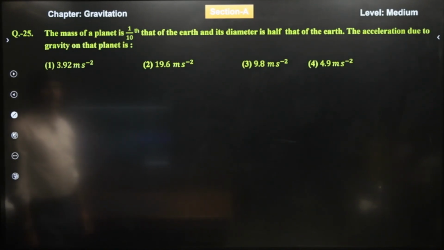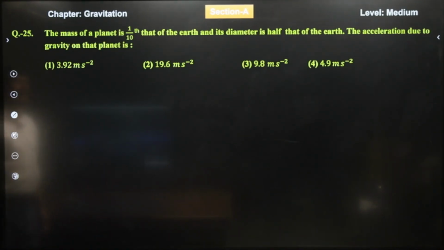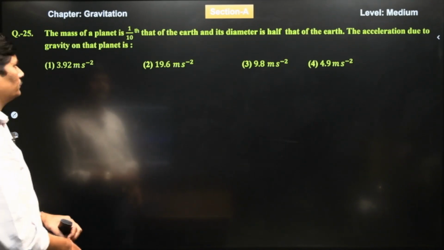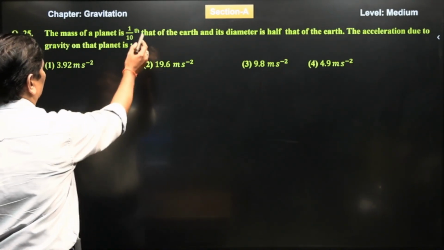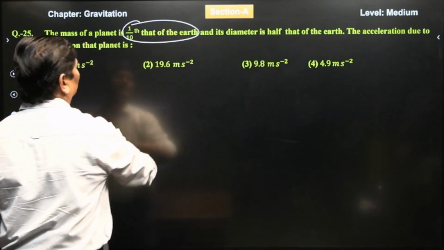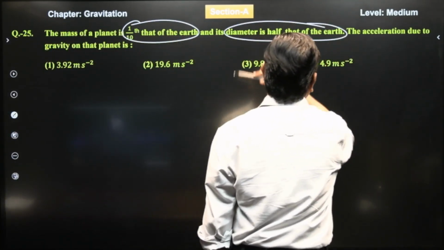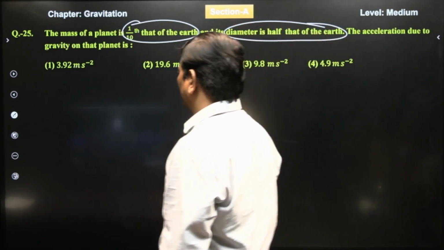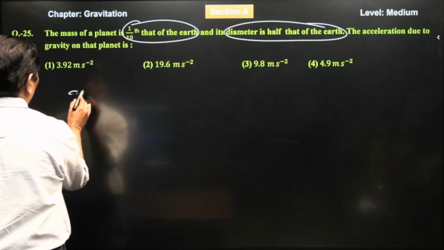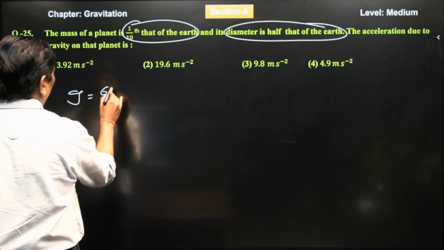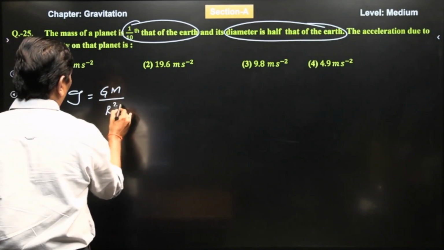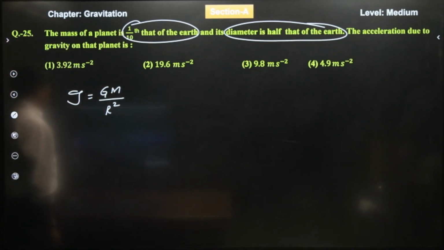See the next question related to gravitation. This is also a direct question. Mass of a planet is 1 by 10th of that of the earth, and the diameter is half of that of the earth. These are the major points. Acceleration due to gravity on that planet, already we know. Acceleration due to gravity based on the mass of the planet and radius of the planet is small g is equal to GM by r square.